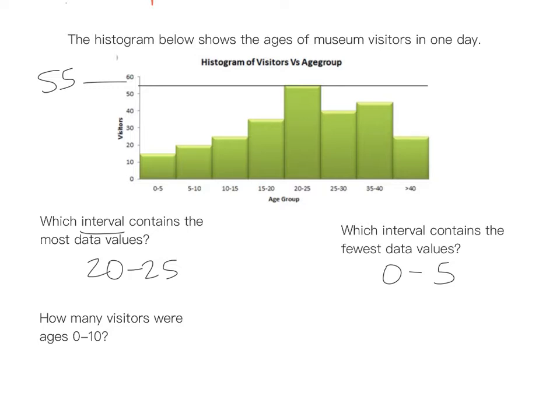And then how many visitors were age 0 to 10? Well, there isn't an interval for 0 to 10. So how would we figure that out? Well, it's easy, because we know kids who are from 0 to 10 would just be a combination of both of those groups right there. So how many were from 0 to 5? I'm seeing right there as being 15. How many from 5 to 10? I'm seeing it right there at 20. So how many people in total? There were 35 people ages 0 to 10 who visited the museum.